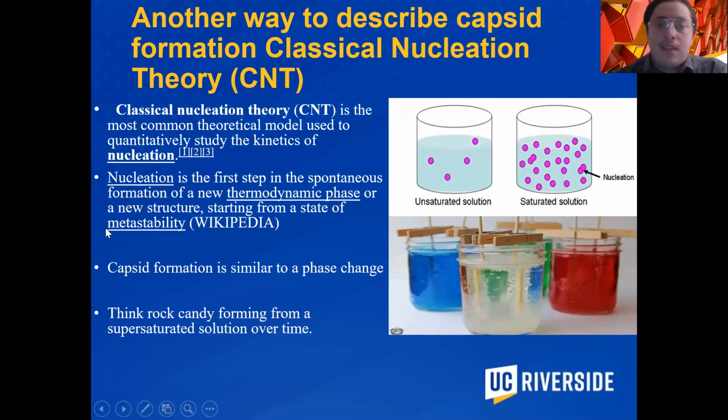Classical nucleation theory is basically the most common theoretical model used to quantitatively study the kinetics. Kinetics is basically the movement of particles and the description of that movement. It describes nucleation. Nucleation is the first step of spontaneous formation of a new thermodynamic phase or a new structure, starting from a state of instability. I want you to think of a supersaturated solution, and if you were to put a stick in there, eventually all those particles will start to form around the stick. So think rock candy. That's what these capsid formations are like. They're coming together and forming a new type of thermodynamic phase. And that's what my next step would be, to learn more about that and explain the kinetics of capsid formation.